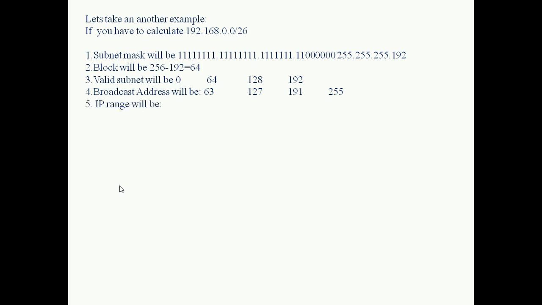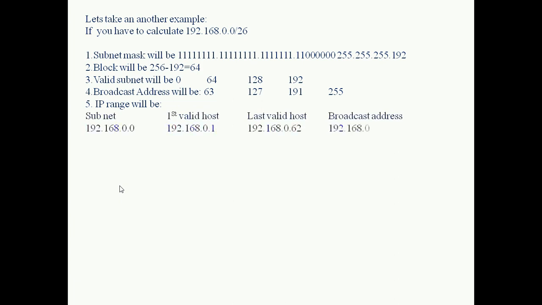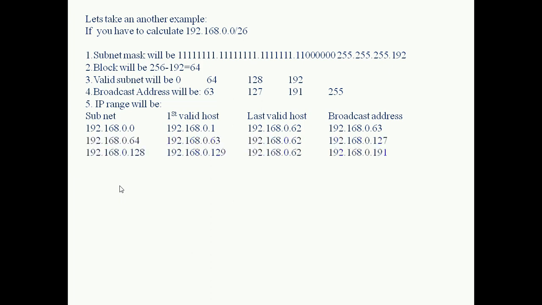And the IP range for this subnet and broadcast address will be like this: 192.168.0.0 the subnetwork. The first valid host for this subnetwork will be 192.168.0.1, and the last address will be 192.168.0.62, and the broadcast address for this subnet will be 192.168.0.63. And so on for the second network, the third network, and the fourth network, and it ends at 255.